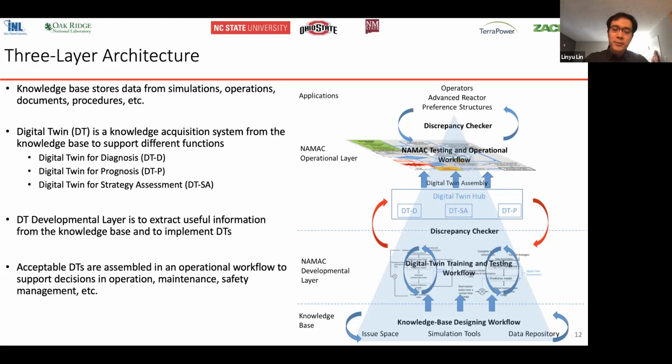And the whole point of this developmental layer is to extract the information from the knowledge base, where some of the knowledge may not be useful, while some of it is extremely meaningful. So we need to extract that knowledge from the knowledge base. After we successfully extract all the knowledge, and we have acceptable digital twins, we will assemble them in the operational workflow, which will convert the raw signal into reasonable recommendations. We will have more explanation of how these are implemented, but the idea is to show you how NAMAC is designed, and what the architecture of the NAMAC system is.